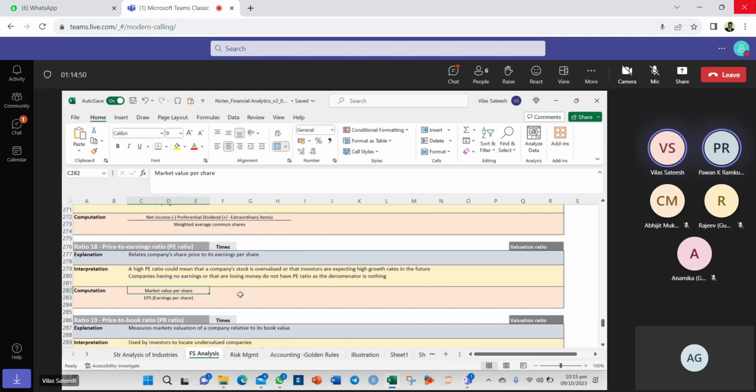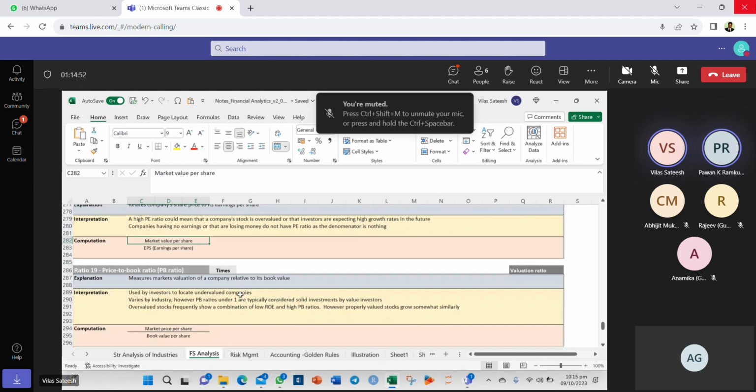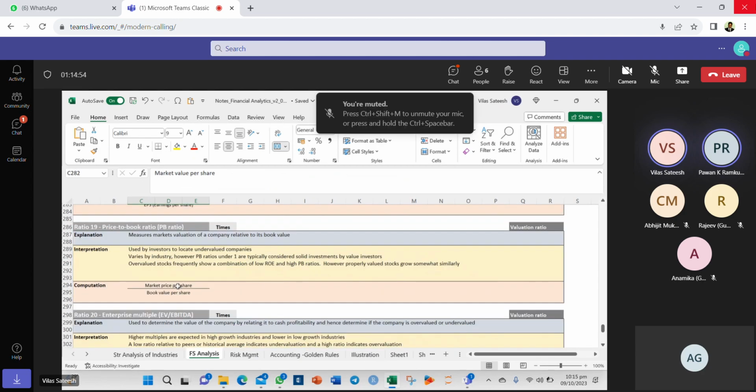Then the price to book ratio is similar to the PE ratio, but here you have the market price per share divided by the book value per share. So book value, you remember, if we have contributed 100 rupees as share capital, that is the book value of the share as per the company. Whereas today the worth of my share is 500. So this ratio is 5 times, right?